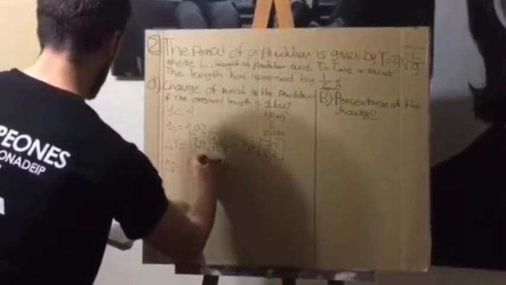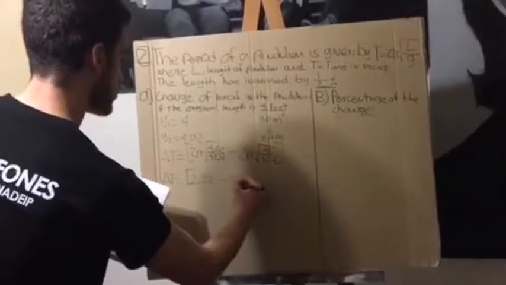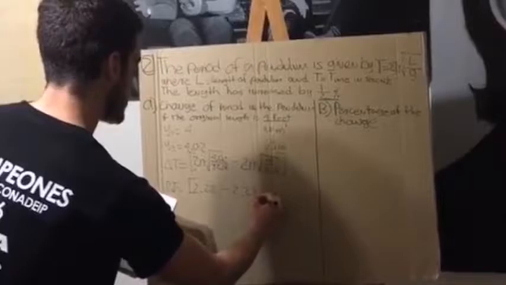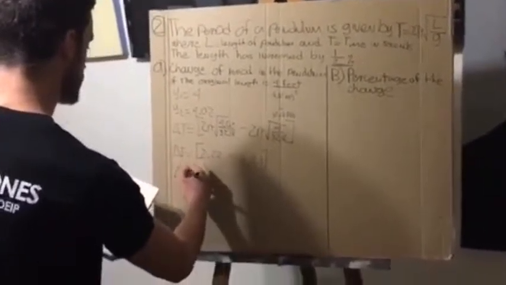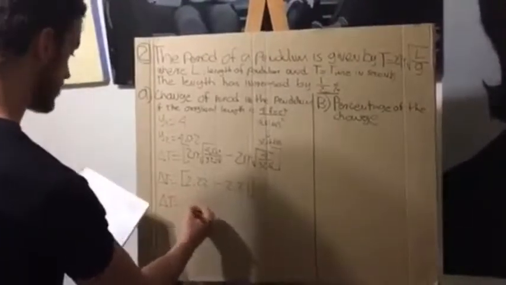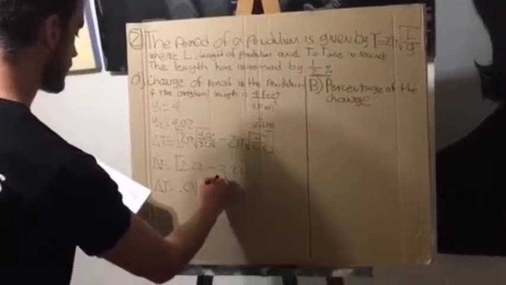The first one will give us 2.22 and the second one will give us 2.21. So the change in the period gives us 0.01 feet.